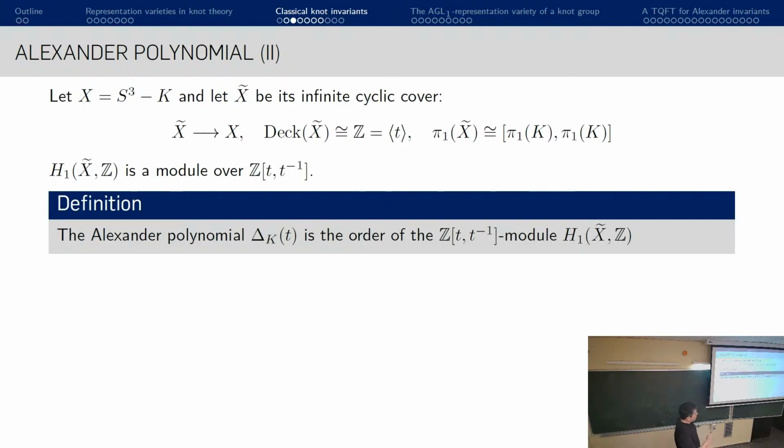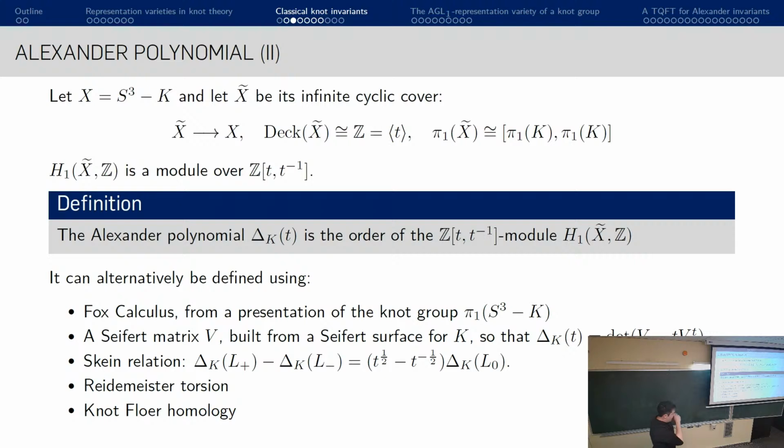And then the Alexander polynomial, I'll revisit the definition in a while, is the order of that T minus 1 module. Okay, that's the algebraic definition. And now it can be defined using many other tools. I'm going to revisit this, and you'll see why, because it's related to representations, which is our goal today. It can be defined using Fox calculus, which is a way to obtain a presentation matrix for that module, starting from the knot group, but also topologically.